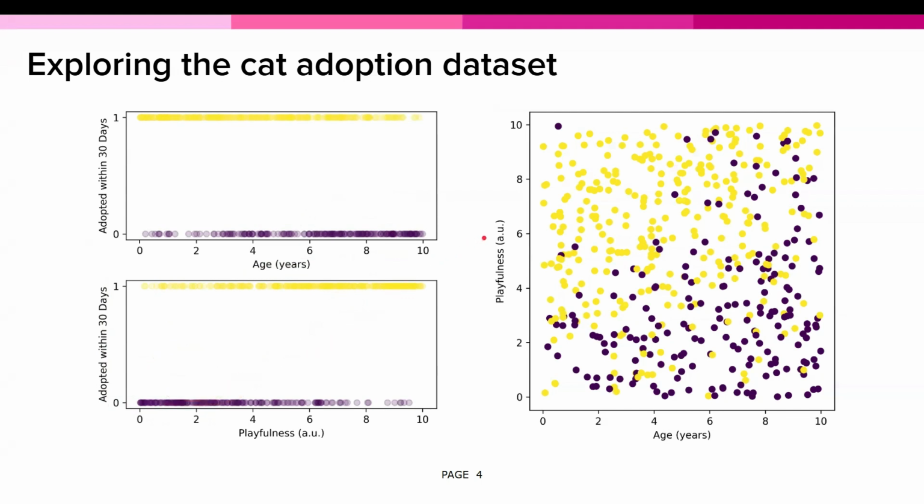And so we can combine this individual information into a combined scatter plot that shows both the age and the playfulness together. The color of each point here still represents whether a cat was adopted within 30 days, where yellow is adopted and purple is not adopted. We can see that younger, more playful cats are predominantly yellow, meaning that they're adopted within 30 days at higher rates. In contrast, older, less playful cats cluster in the purple region, indicating lower adoption probabilities.